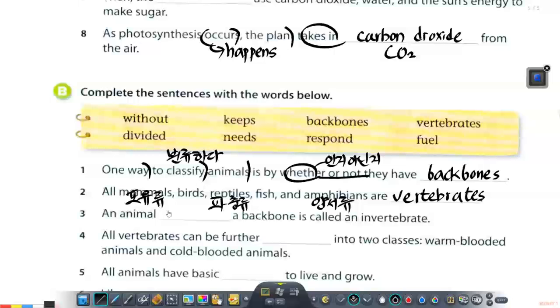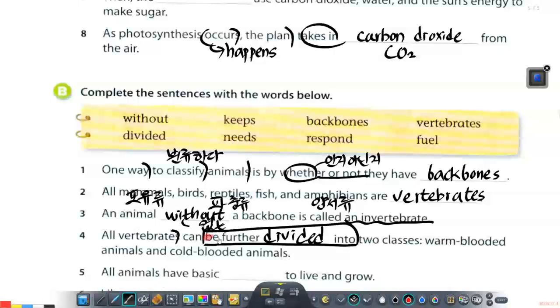An animal without a backbone, 없는, without a backbone is called invertebrate. Okay? Yeah. And all vertebrates can be further divided, 나눠진다, into two classes. Be divided into. Warm-blooded, exactly. Warm-blooded animals and cold-blooded animals. 온혈, 냉혈.